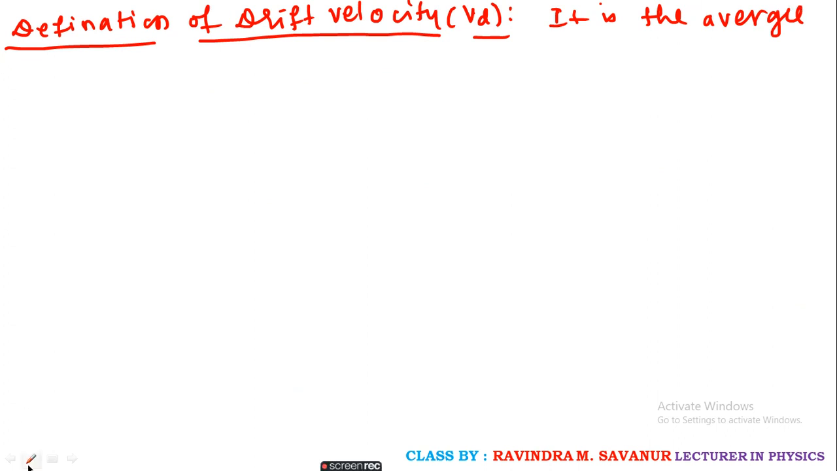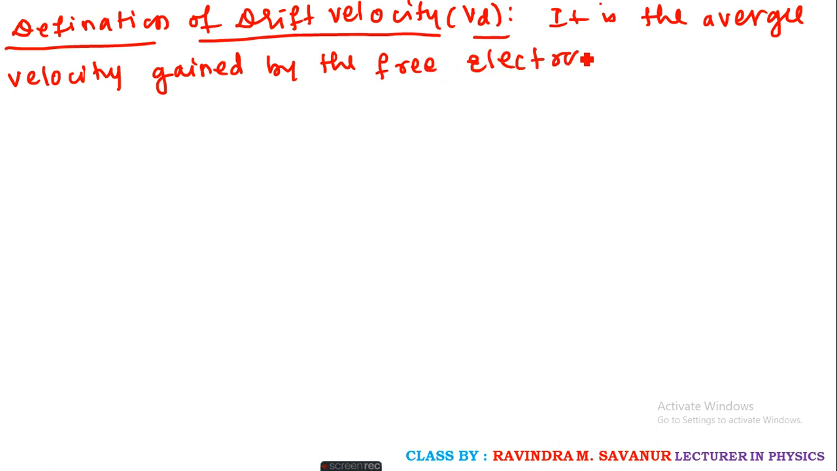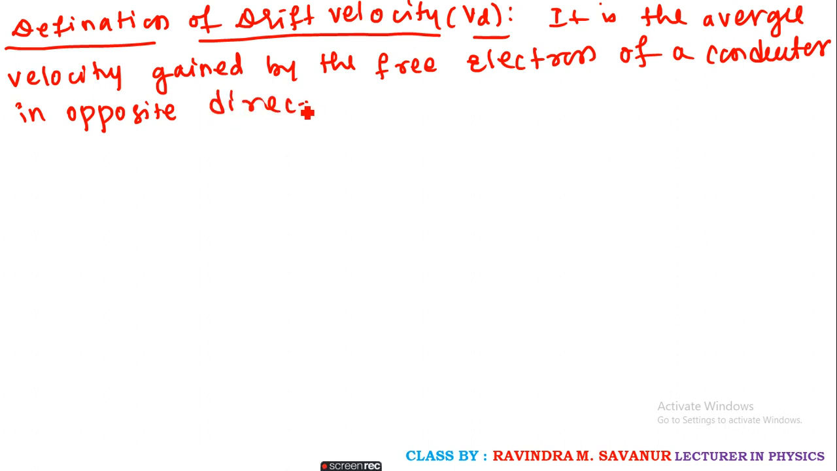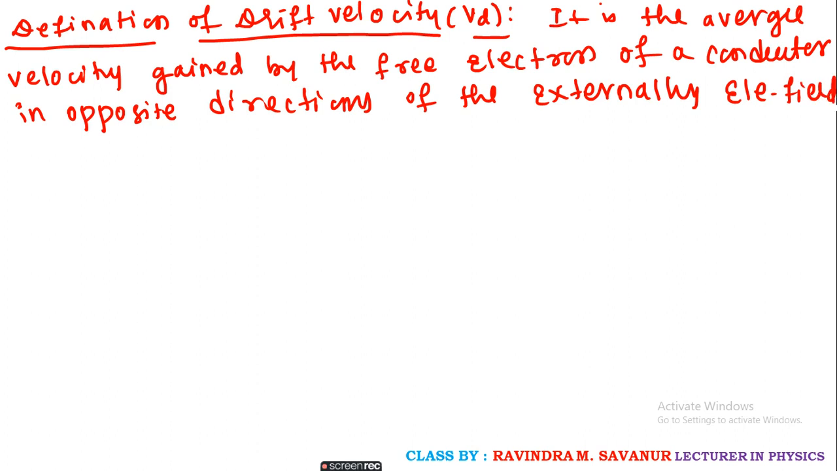It is the average velocity gained by the free electron of a conductor, in the opposite direction of the externally applied electric field. So this is the definition of drift velocity.